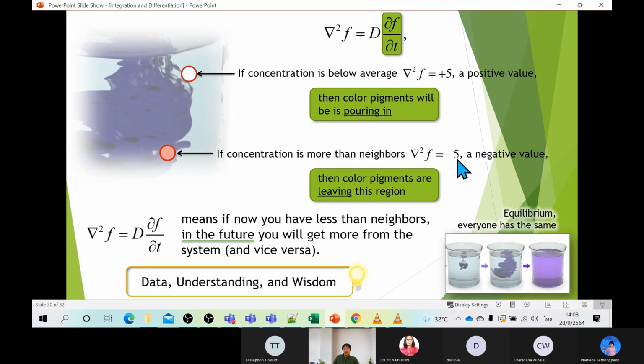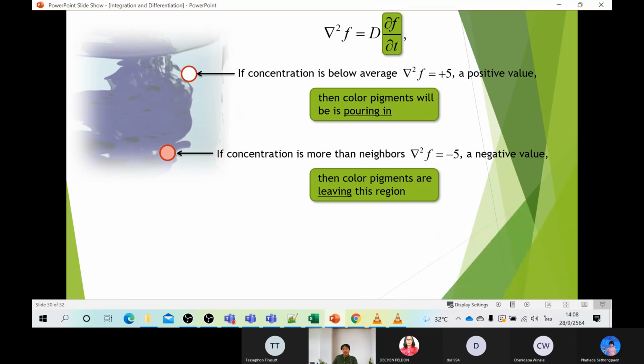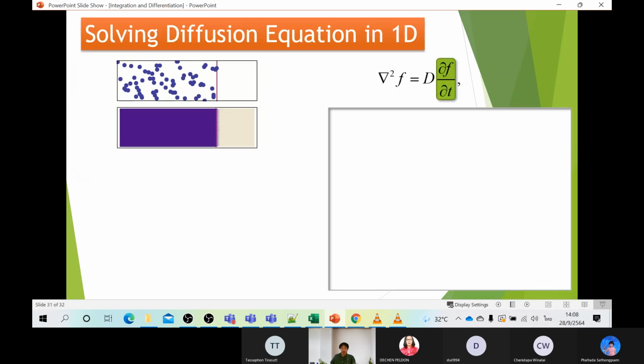Now that's the concept. The concept will not be as useful if you don't do homework problems or the actual calculation. So I prepared for you this next section of the lecture on how you actually solve an equation using a program. An example will be in one dimension.